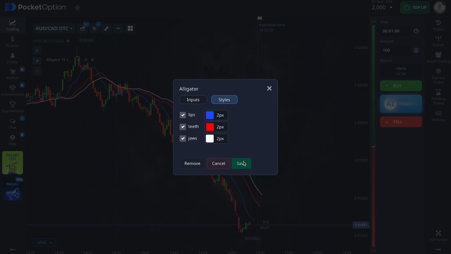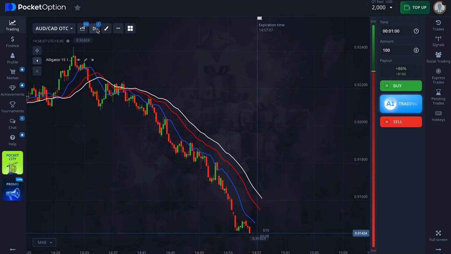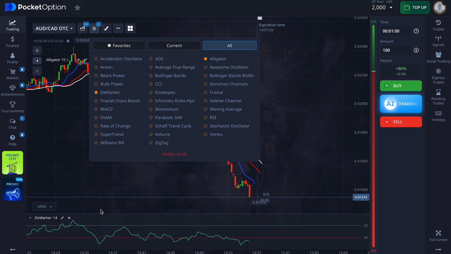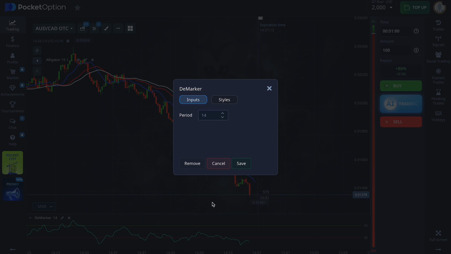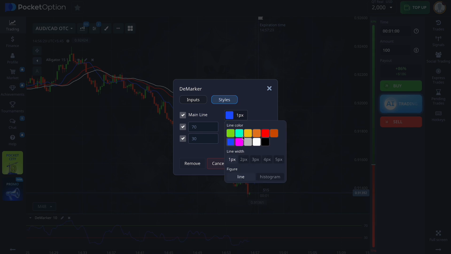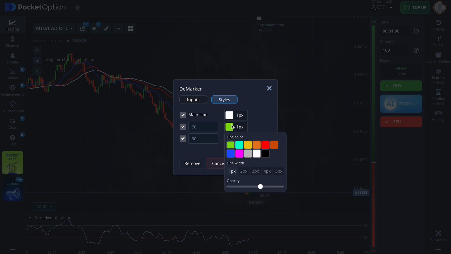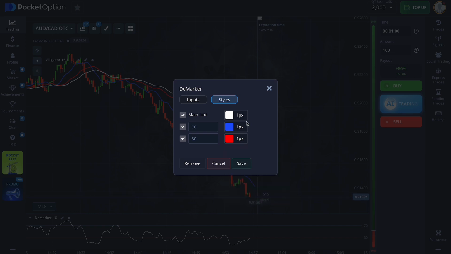Okay, now save this, and another indicator which is DeMarker, and as you can see here it is the DeMarker, and let's edit the value of this as well. Period should be 10. Okay, and let's set the style. Main line should be white, this will be blue and red.